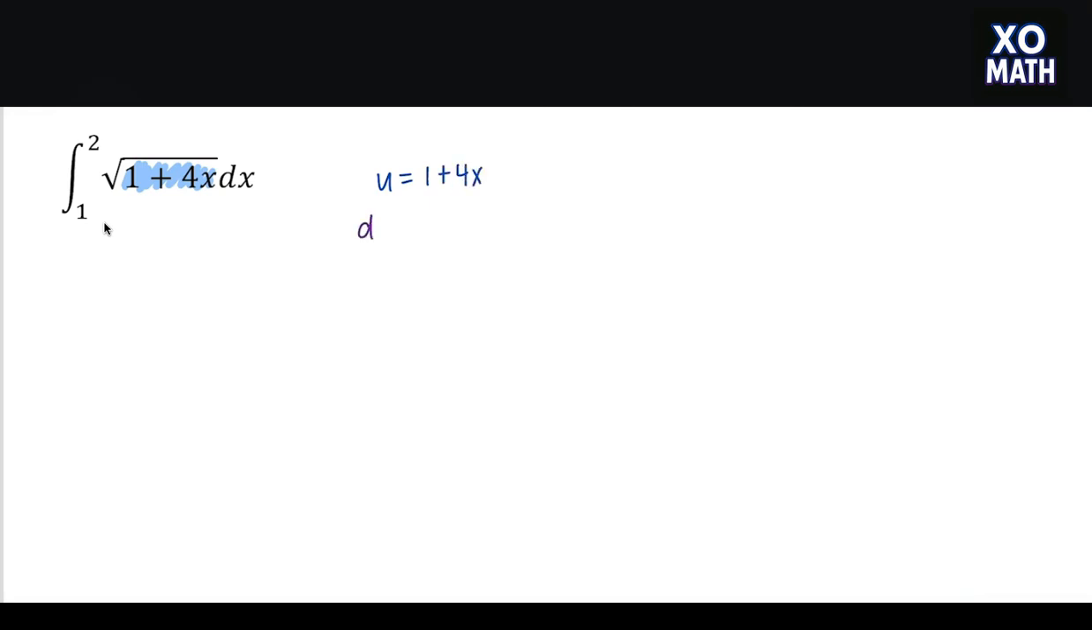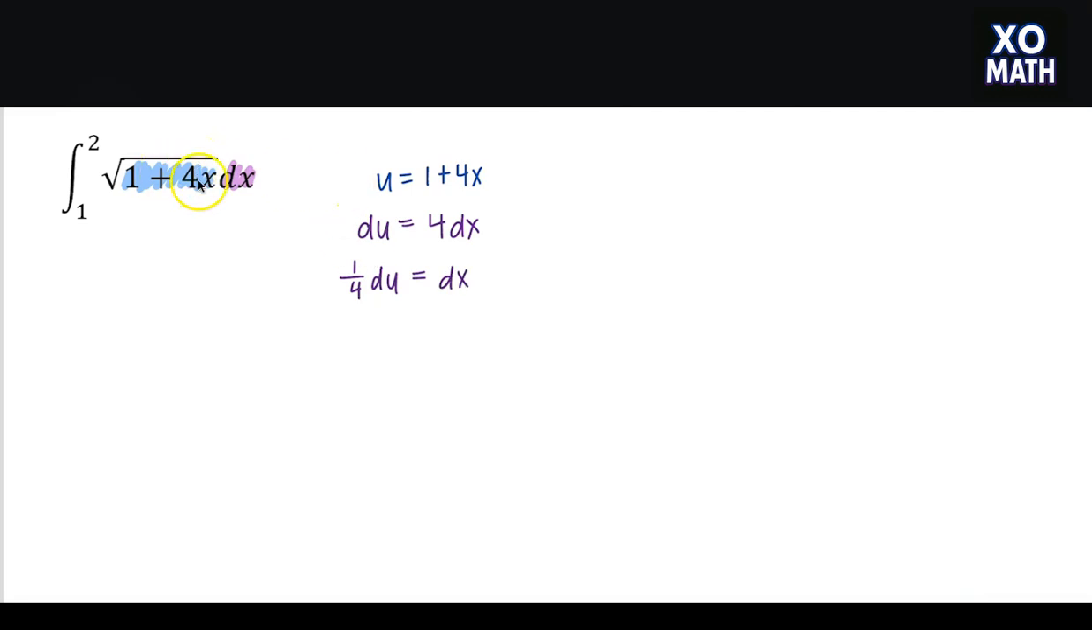The derivative, du, is just going to be 4 dx. So we're going to replace this dx with a 1/4 du. We'll divide the 4 to the other side. So we'll have a 1/4 du is equal to dx.